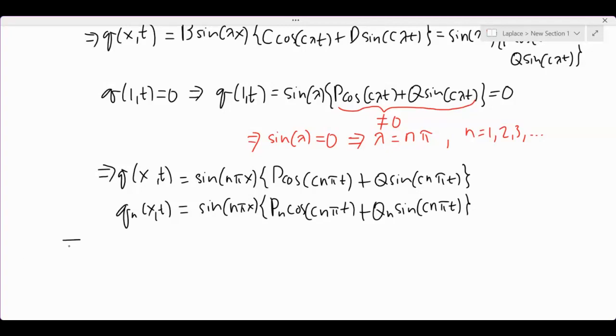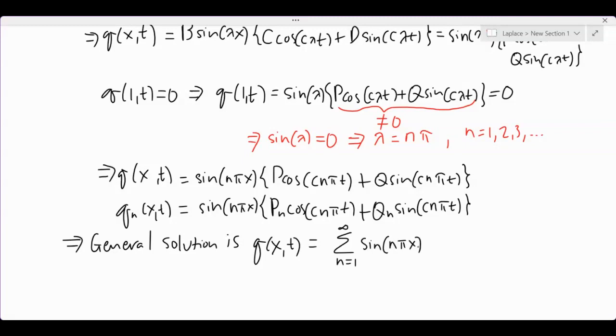So this would imply that in general, the solution would become the infinite sum of all these functions q sub n of t. So let's try to write that down. So q of x t is equal to the infinite sum from n equals 1 to infinity of q sub n of x t, which is sine of n pi x times p sub n cosine c n pi t plus q sub n sine c n pi t.